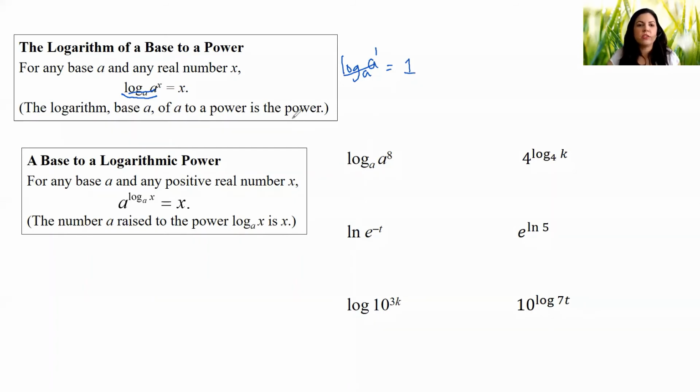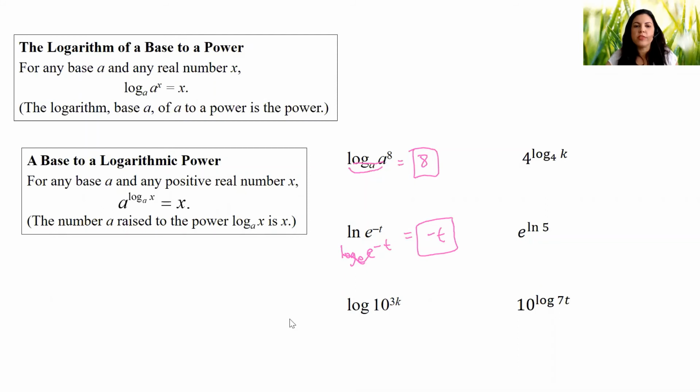It also is true if we have a base raised to a logarithmic power. If we have a raised to the power of log base a of x, those just cancel out and it's equal to x. So let me show you some examples. Here, if we have log base a of a to the 8th, that base a logarithm cancels out. That's equal just to 8. Or if I have the natural log of e to the negative 10, natural log is the same as base e. So that natural log of e cancels out. This is just equal to negative t.